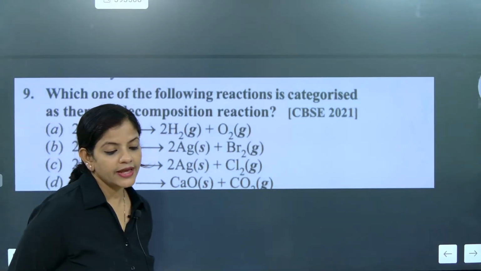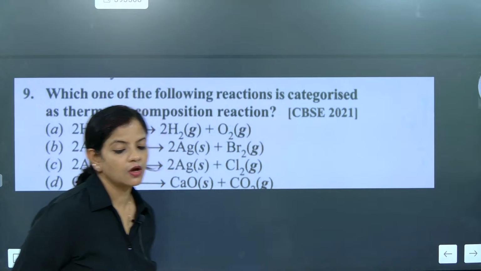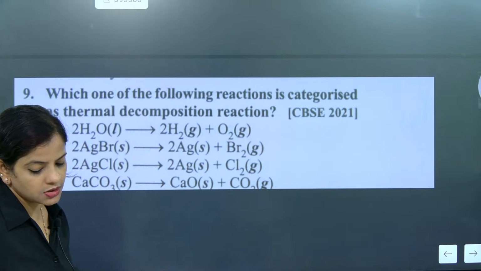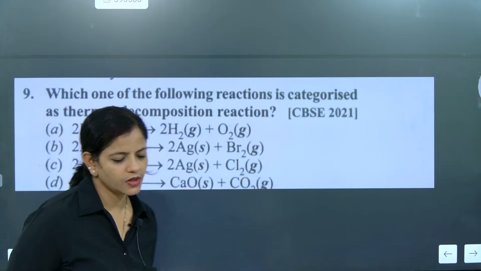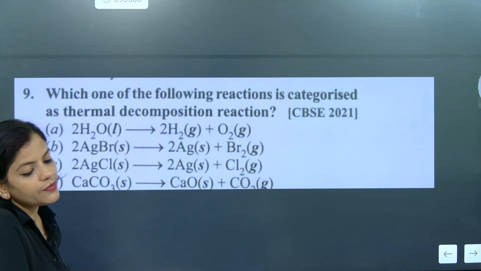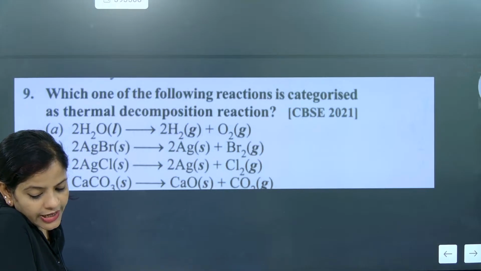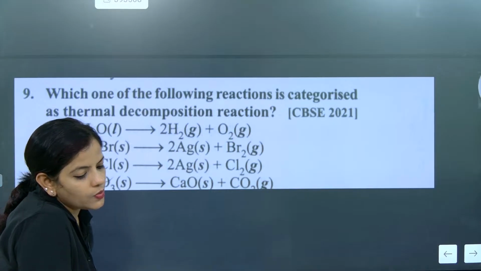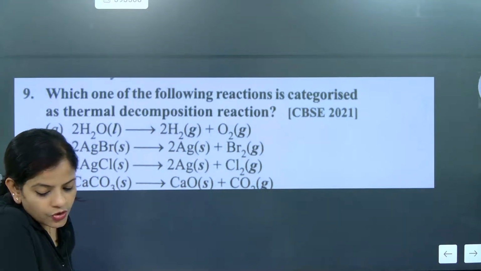Which of the following reactions is categorized as a thermal decomposition reaction? Okay, so please tell me option D. Let's see. First one, water. Always we know that water is not thermal, it is electrical. The first option is electrical. Second one and third one, no doubt it is photochemical.